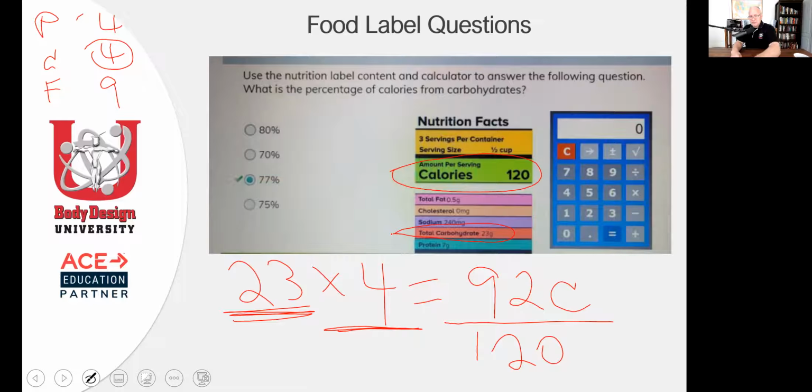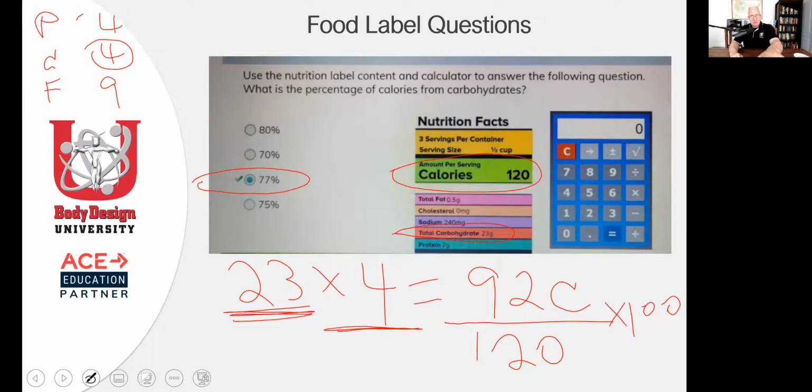The way you find percent is 92 over 120 times 100. Remember basic algebra, and that gives you 77%. Just to be safe, here's what I want to do, folks. Pull out your calculators. 92 divided by 120 is equal to 0.766666, which is going to be rounded up to 0.77 times 100 gives you 77%.